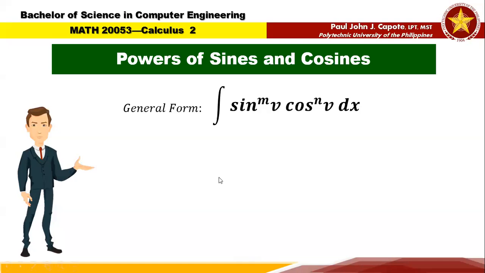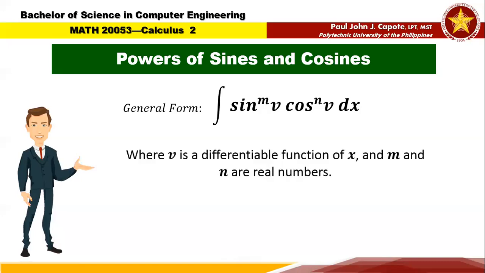For example, we have the integral of sine cube v times cosine squared v dx, then we can apply powers of sines and cosines. Or we have sine v raised to 5, cosine v raised to 3 dx, then we can apply powers of sines and cosines. So in this outline, our interest is focused on the powers, the exponents. Where v is a differentiable function of x, and the m and the n are real numbers.